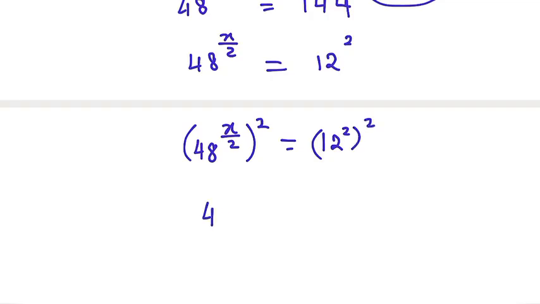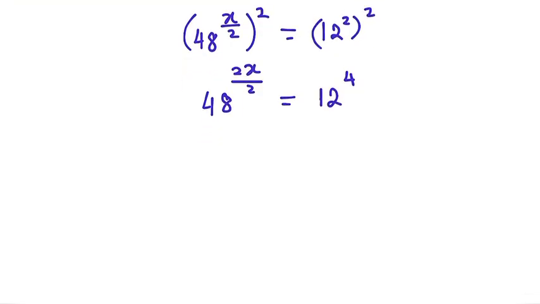So you see that we're going to have 48 to the power of 2x over 2, which equals 12 to the power of 2 times 2, and these will multiply. We're going to have 12 to the power of 4. Alright, so moving further, we're going to have 48 to the power of these two, we cancel these two, so we are left with x. Alright, then equals 12 to the power of 4.